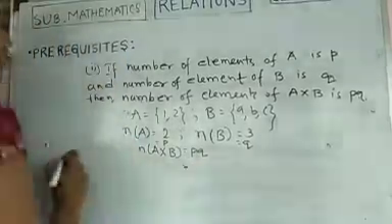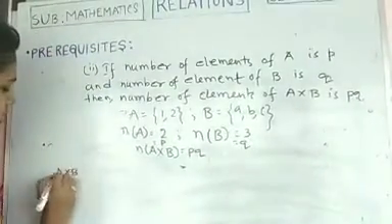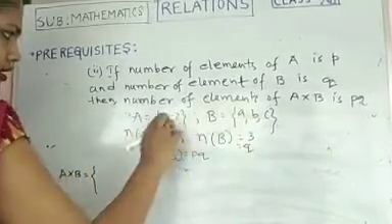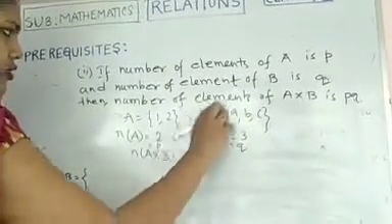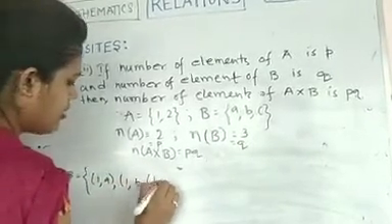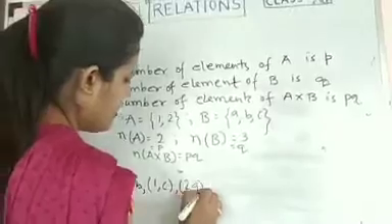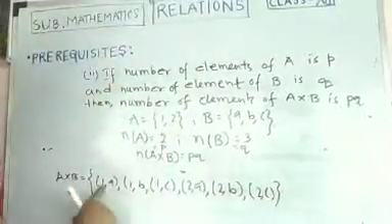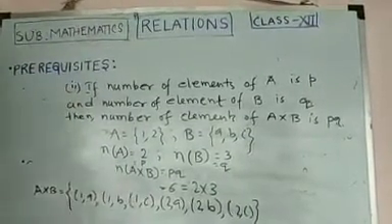Now, what is A cross B? It is (1,a), (1,b), (1,c), (2,a), (2,b), (2,c). So the total number of elements is 1, 2, 3, 4, 5, 6, which is 6. Small p and small q are 2 and 3, so p into q is 2 into 3, which is 6. So it is the same.